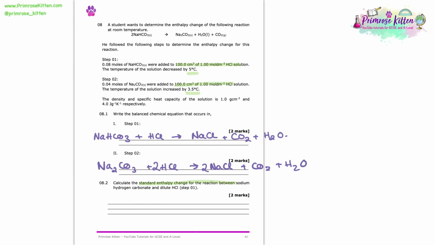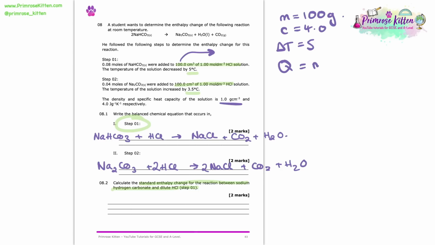So now we're asked to calculate the standard enthalpy change for the reaction between sodium hydrogen carbonate and dilute HCl. So our step 1 here. If we have a look at the information that we were given, you can see that we know the volume of the solution, and we're told to assume here that the density is just 1 gram per centimetre cubed. That tells us that when we have a volume of 100 centimetre cubed, we've actually got a mass equal to 100 grams. C, they tell us to use the value of just 4.0. And the temperature change, we know, is equal to 5.